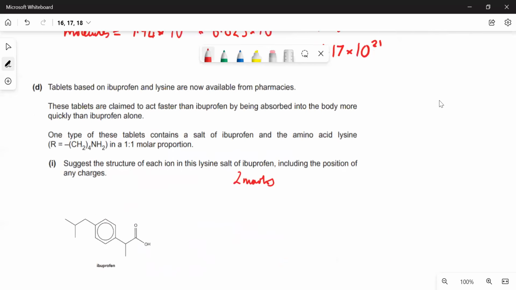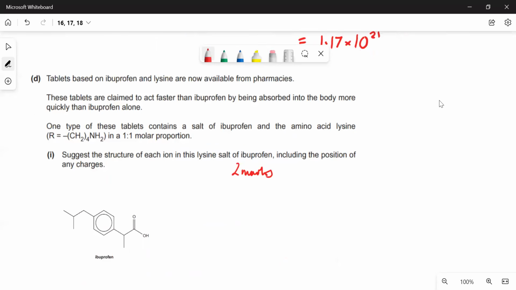Okay. Right, tablets based on ibuprofen and lysine, which is an amino acid, are now available from pharmacies. These tablets are claimed to act faster by being absorbed into the body more quickly. One type of these tablets contains a salt of ibuprofen and the amino acid lysine in a 1-to-1 molar proportion. Suggest the structure of each ion in this salt. Now, the reason why it's thought that they should act faster is because if they are charged, they are more soluble in water, which is a polar solvent. So you'll get it into your bloodstream more quickly if it's more soluble.